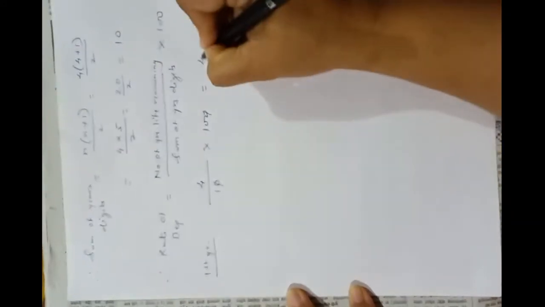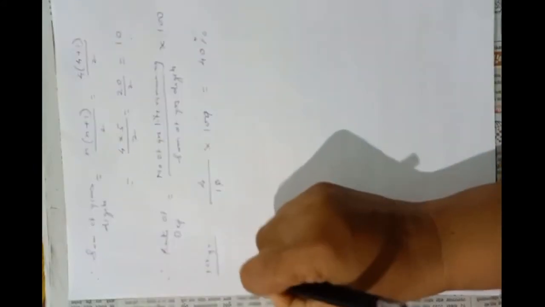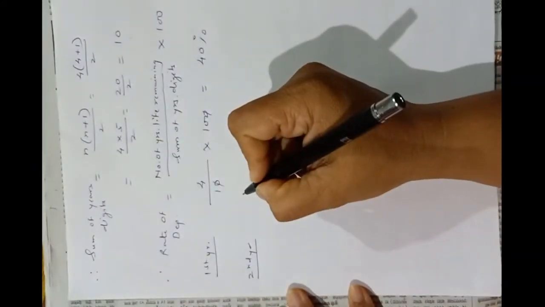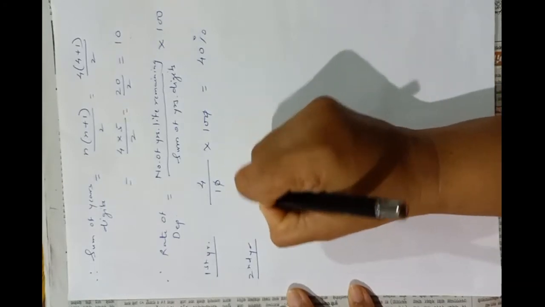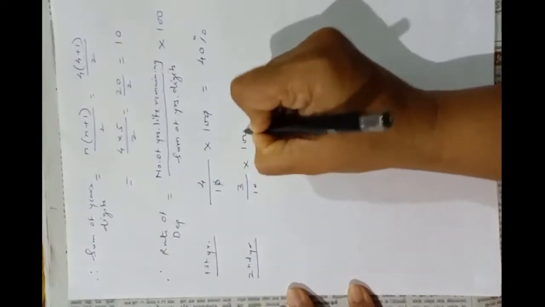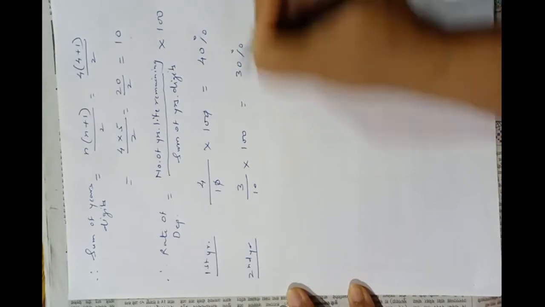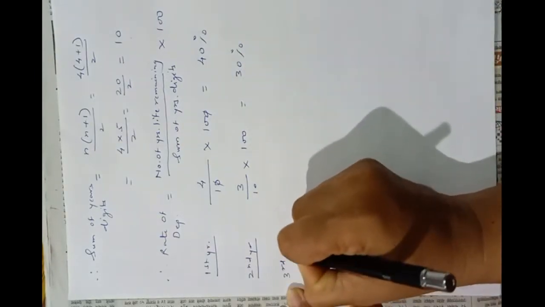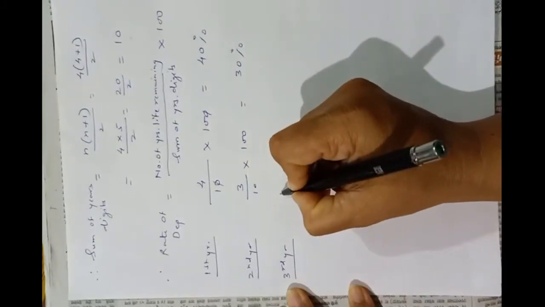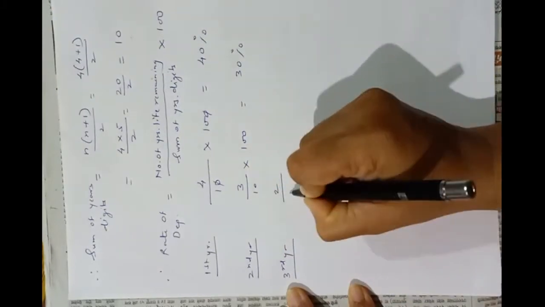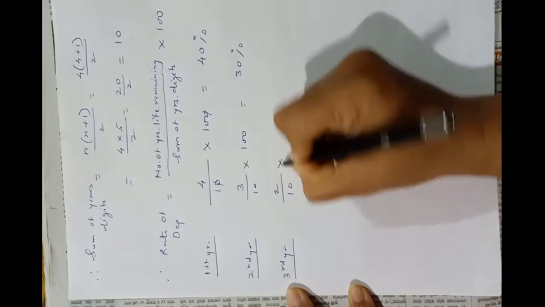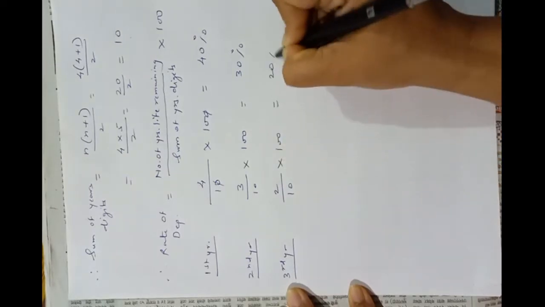So it is 40%. Understood? Now second year. In the second year, the years remaining 3 upon 10 into 100, so it is 30%. Third year, life remaining 2 years upon sum of years digits 10 into 100, so it is 20%.